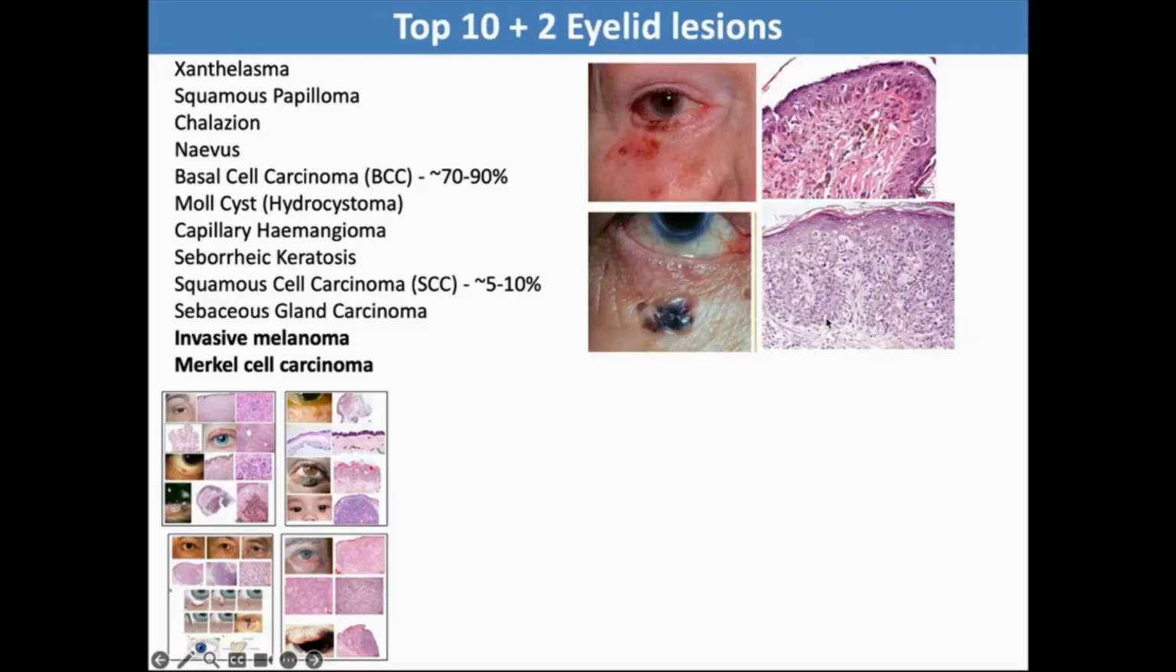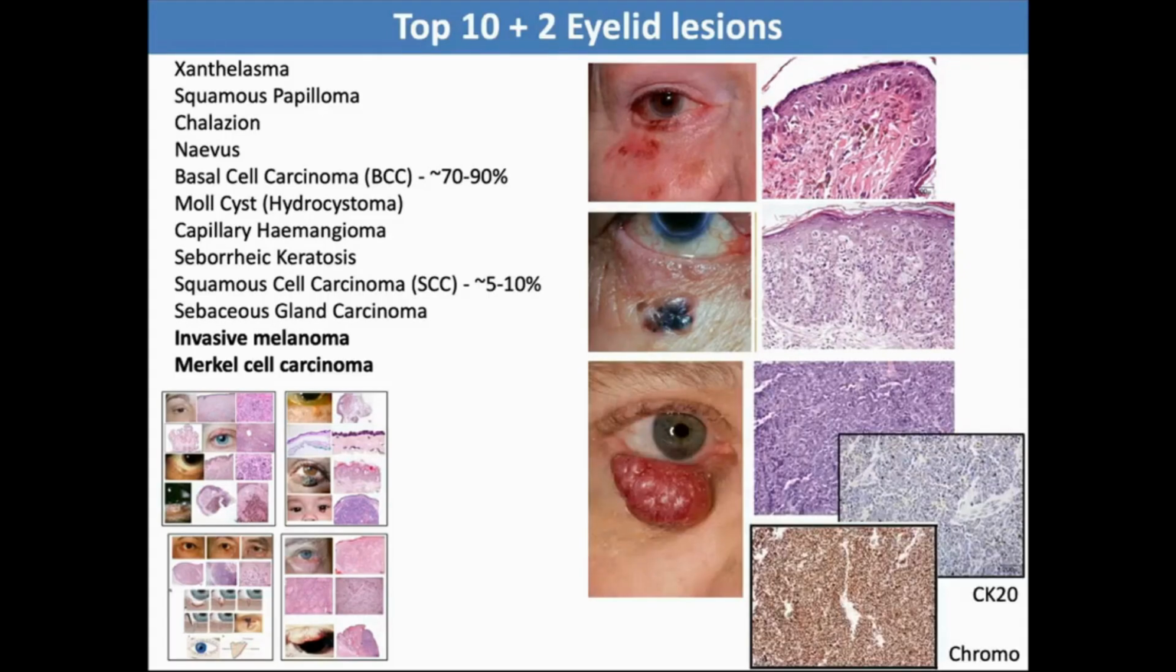So invasive melanoma of the eyelid can spread onto the conjunctiva and vice versa because of the close proximity of the anatomical structures. Another lesion which is very aggressive is a Merkel cell carcinoma, which is a primary neuroendocrine carcinoma of the eyelid, which is characterized by this small blue cell morphology on H&E.